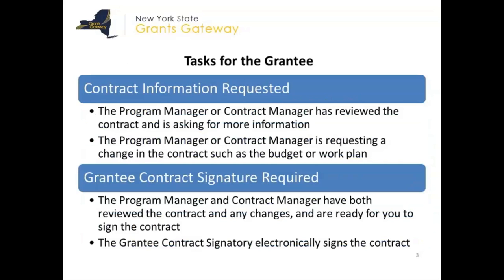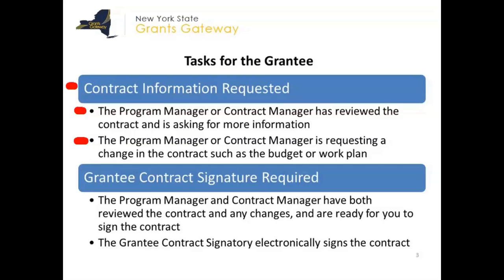So those tasks that you'll get, there's two of them. One is called contract information requested. Like I said, most of your contracts are at that status right now. In this case, the program manager or the contract manager has reviewed the contract and is asking for more information, asking for you to make some updates, and they'll send it to you. Or also the program manager is requesting a change in the contract, such as the budget or the work plan. So maybe you were awarded a contract. Maybe you asked for $150,000, but your award was $145,000. Well, in that case, you would have to adjust your budget to fit the award amount that you were given. So that's where we are right now.